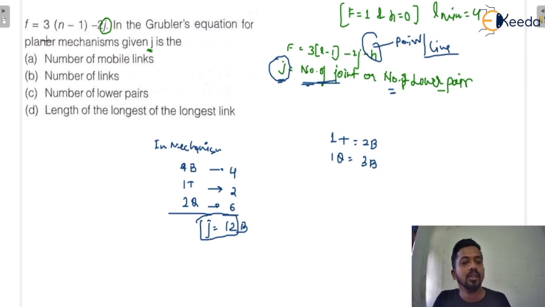Now, looking at the 4 options, the number of lower pairs would be correct. N represents the number of links and F represents the number of mobile links? No, this is not correct. F is also known as the mobility. Degree of freedom is also known as mobility. Length of the longest link? No, that is not correct. So the correct option is C, number of lower pairs. I hope you understand the solution of this question.